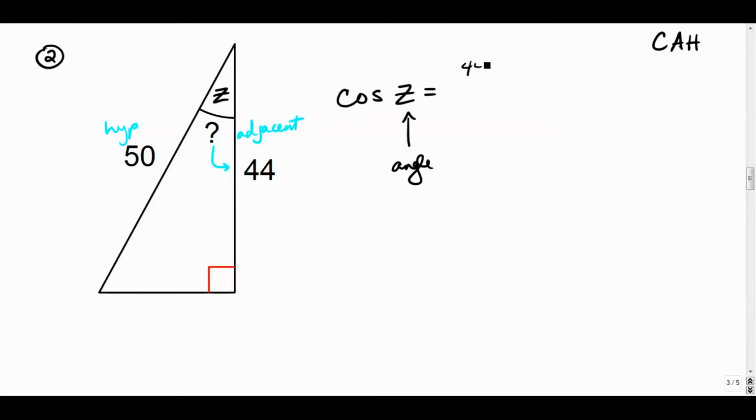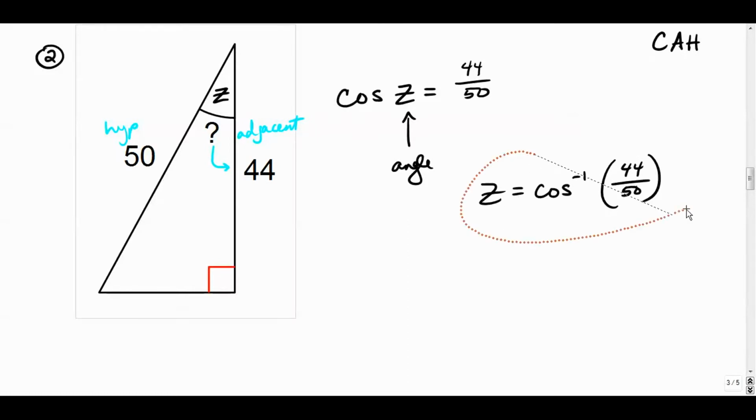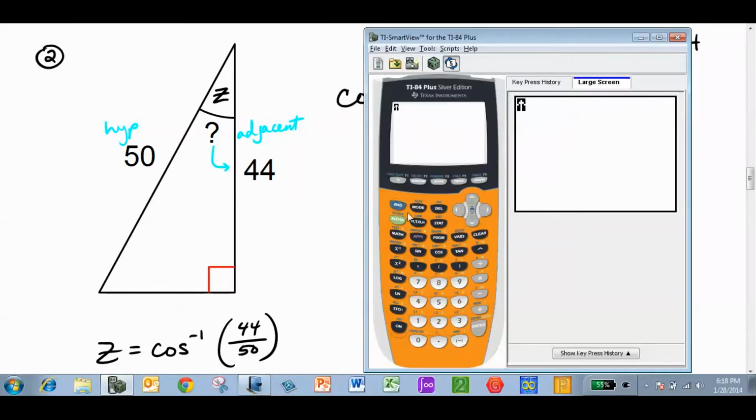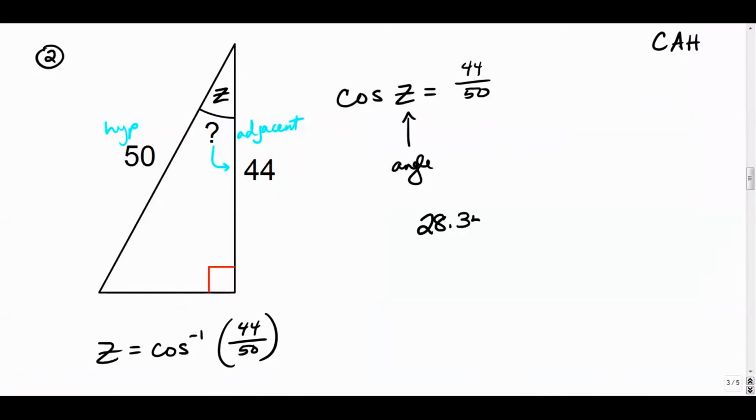Cosine of Z is equal to 44 over 50, which means Z is equal to arc cosine of that same fraction. So here we go. We're going to go inverse cosine, second cosine, 44 divided by 50. Enter. 28.358 degrees. So there we go. Angle Z is a little over 28 degrees. That's this right in here. And visually that looks like it makes sense.